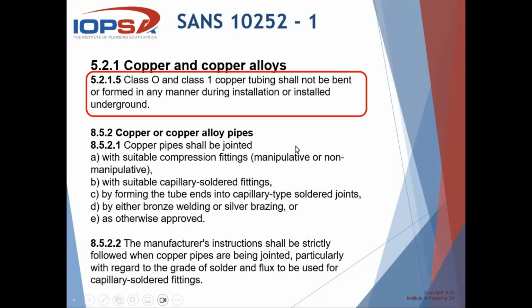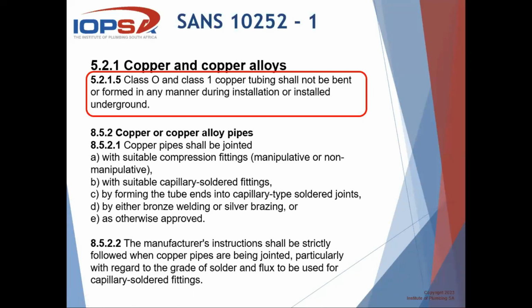Again, 10252 also specifies that Class 0 and Class 1 copper tubing shall not be bent or formed in any manner during installation, or installed underground. We sometimes come across installations where copper pipes have been installed below ground. It's clear in terms of our standard that copper Class 0 and 1 should not be installed underground. So just be aware of that so that we don't fall into that trap where sometimes the client insists on things and we're trying to please the client, but we are shooting ourselves in the foot. So just be careful of that.